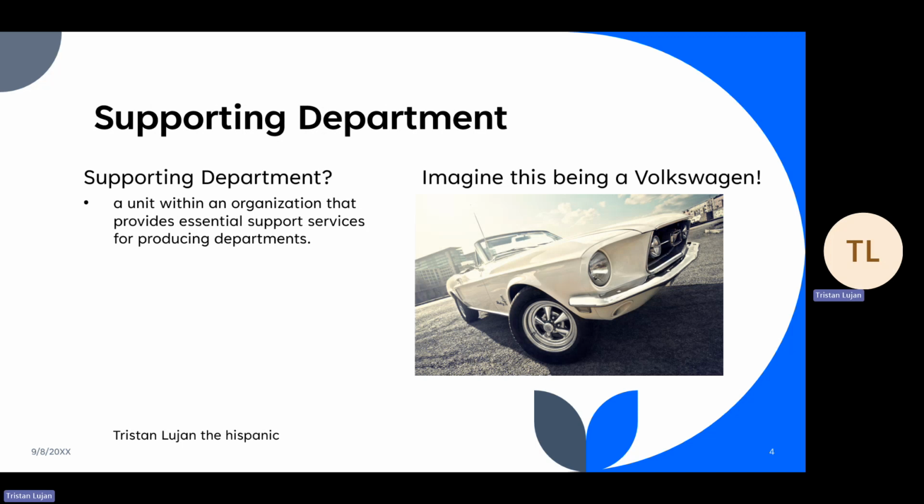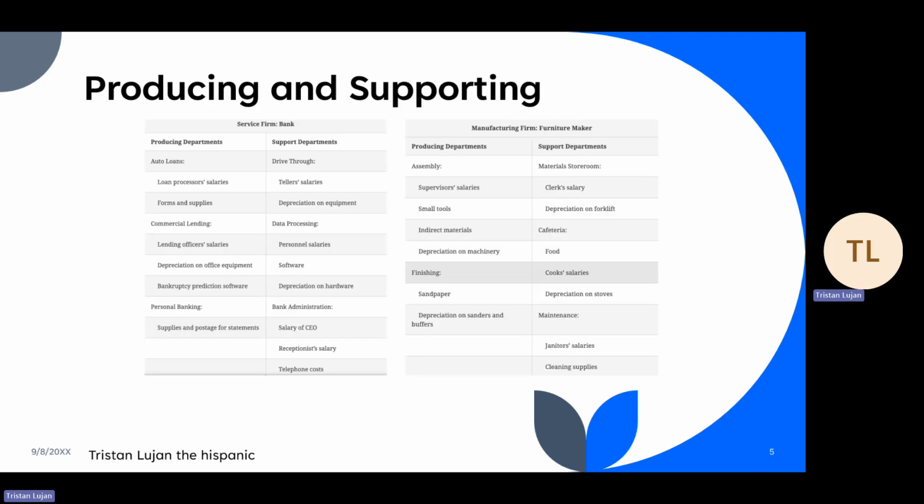Next, I want to talk to you guys about the supporting department. A supporting department is a unit within an organization that provides essential support services for producing departments. These departments are indirectly connected with an organization's services or products. In the example of Volkswagen, those departments might include engineering, maintenance, personnel, and building and grounds. Once the producing and supporting departments have been identified, the overhead cost traceable to each department can be determined.